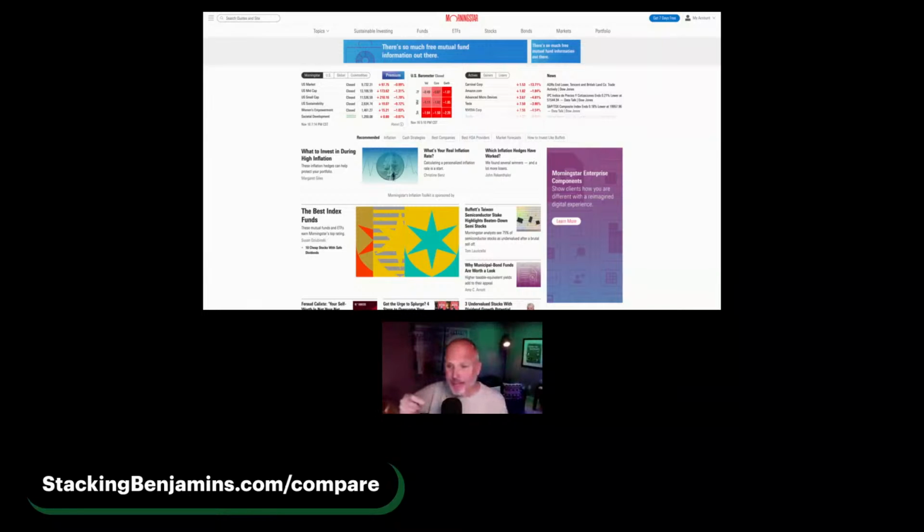I spent 99% of my time on the free site, because the free site gives you everything that you could possibly need. Now, if you want to keep your portfolio together in Morningstar, that's part of the paid version. Also, the big thing I don't like about the paid version is they also have their analyst rating.